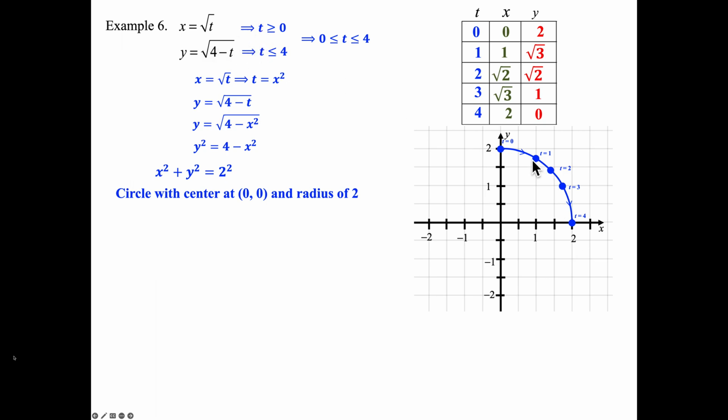And so this parametric equation represents a fourth of my circle. Again, with these domain restrictions on my time, we can only plot a fourth or a quarter of the circle.